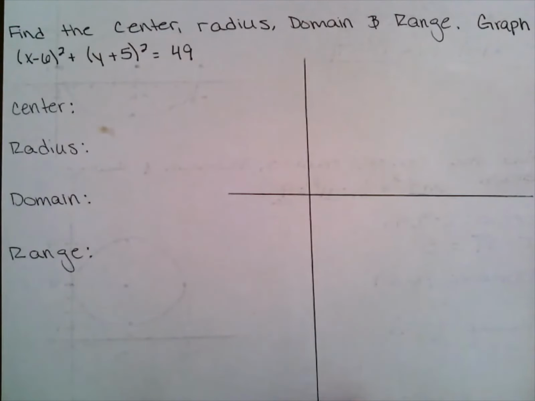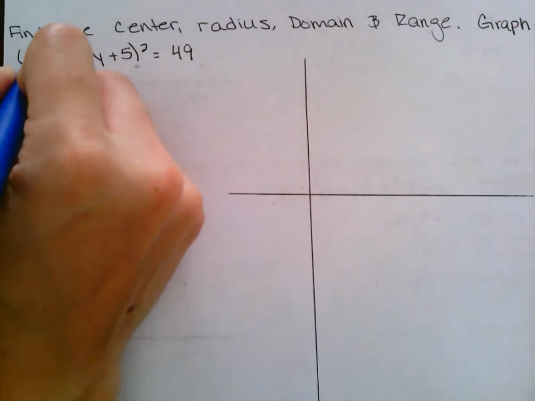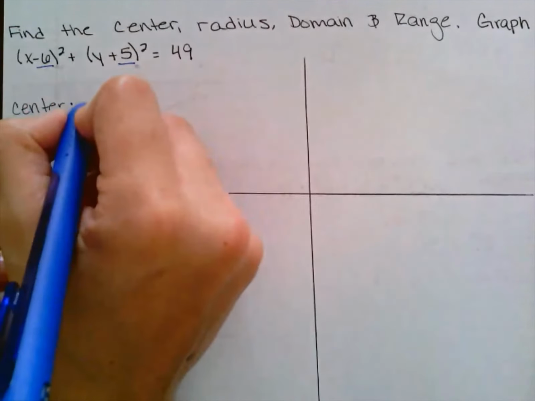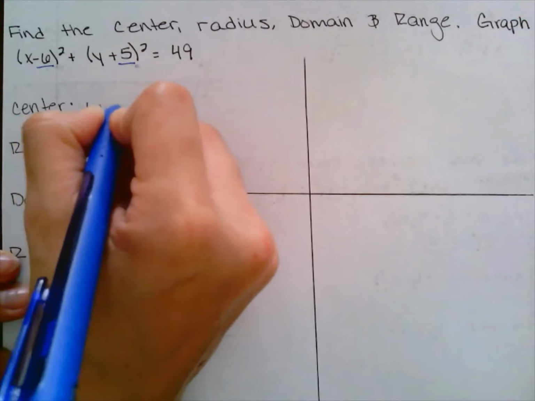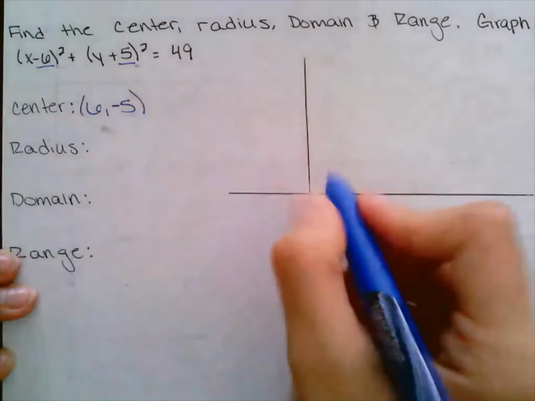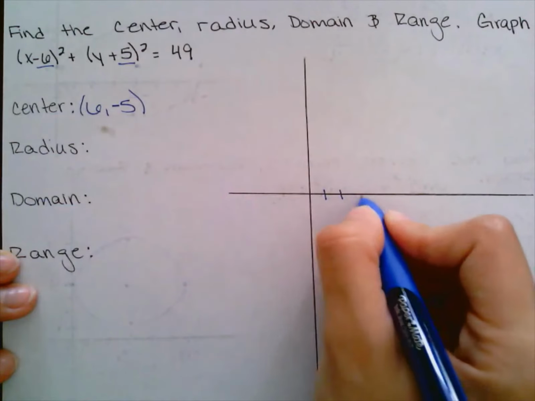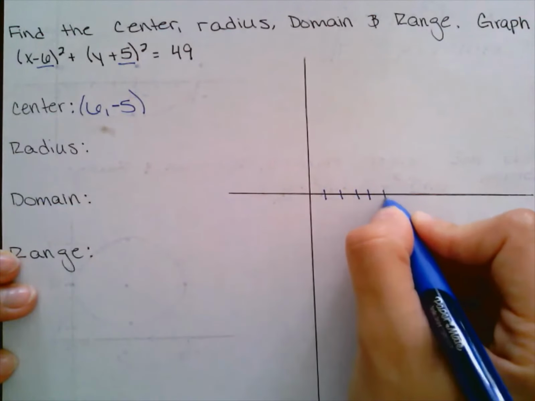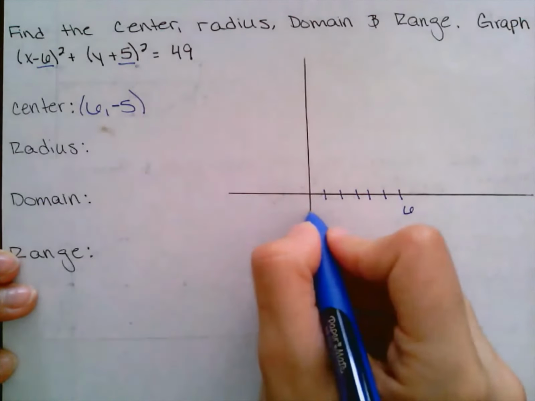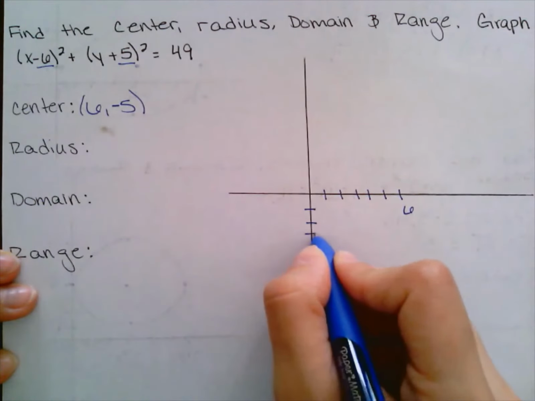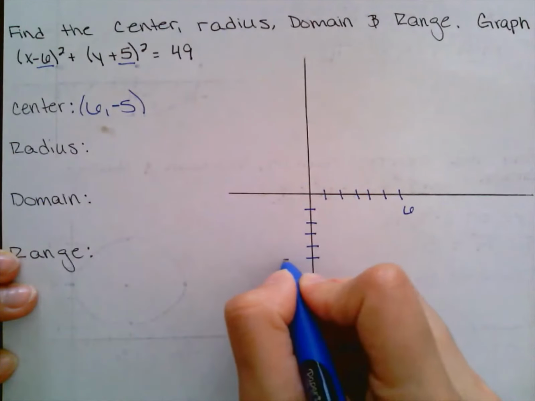Find the center, radius, domain, and range, and then graph the equation. So my center, remember, is opposite signs, so I have 6, -5. So that would be 1, 2, 3, 4, 5, 6. And then 1, 2, 3, 4, 5.